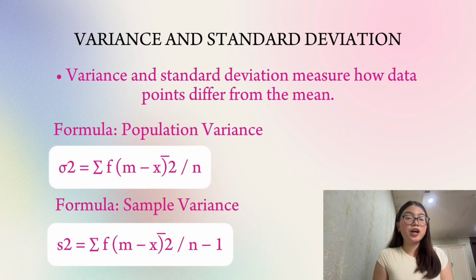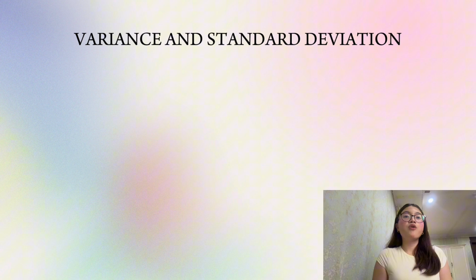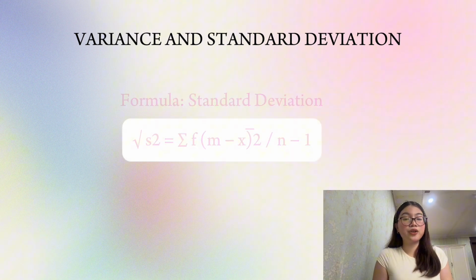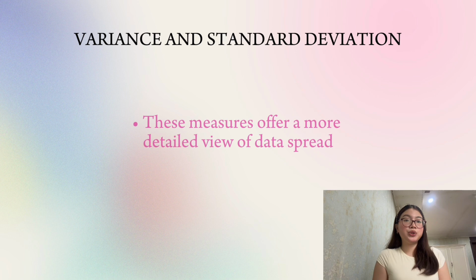Then square these values, multiply the squared deviations by their frequencies, sum them up, and divide by the total frequency, or one less depending on the formula to get the variance. Finally, take the square root of the variance to find the standard deviation. These measures give a detailed view of how spread out the data is.